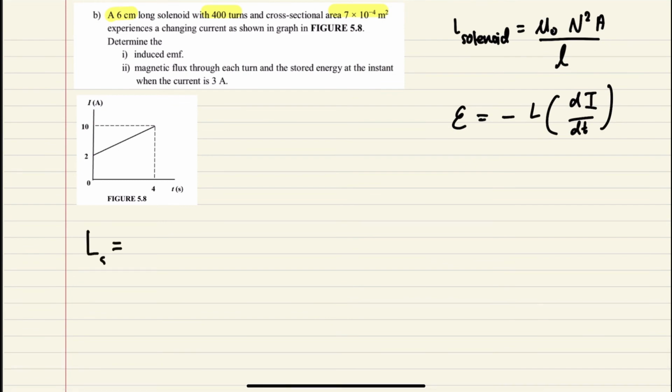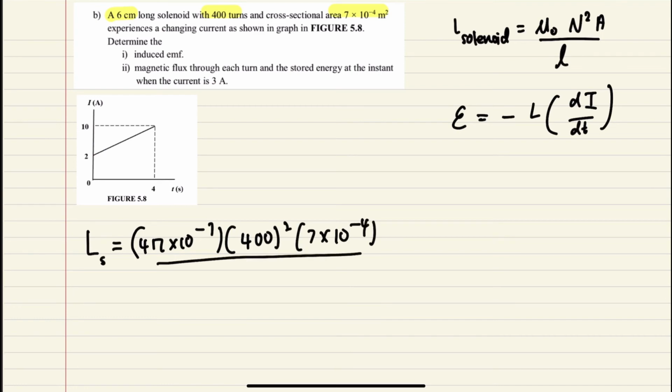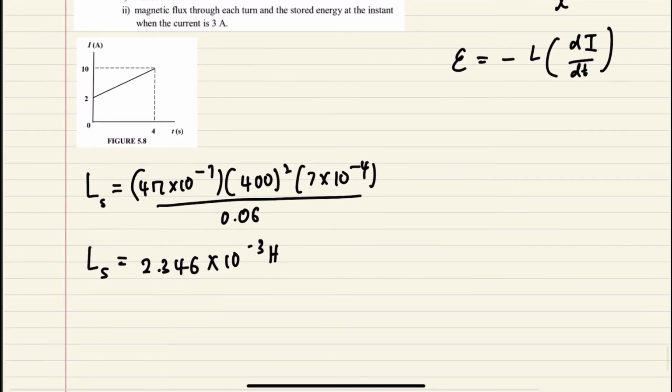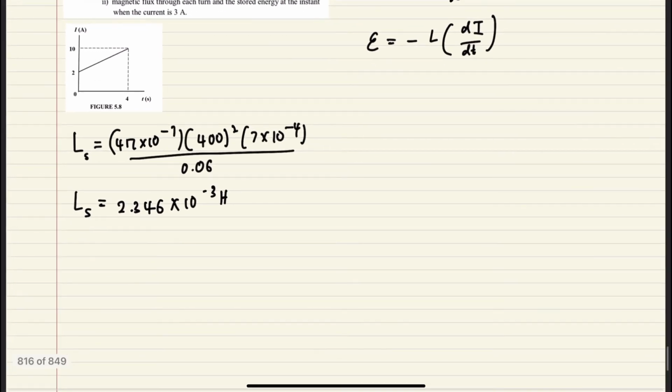L for solenoid is equals to 4 pi times 10 negative 7. This one is mu naught, and it's 400 squared, and A is equals to 7 times 10 negative 4. Make sure everything in SI unit. Length is 6 cm, 0.06 meter. So if you calculate this one, you should get L equals to 2.346. Okay, the unit will be Henry, inductance. And then once you get this value, you can apply the next formula.